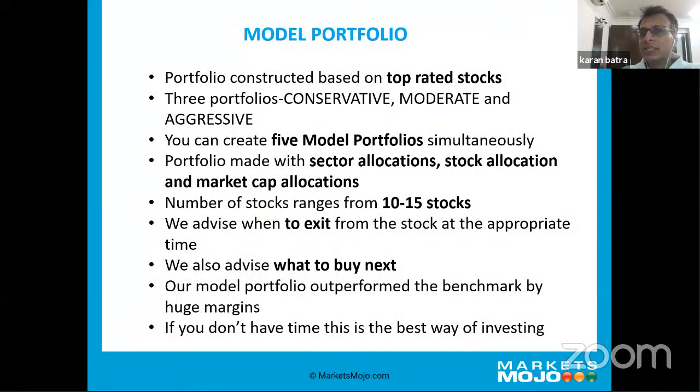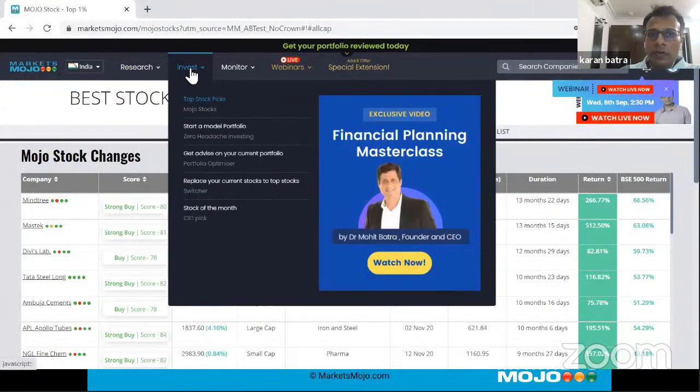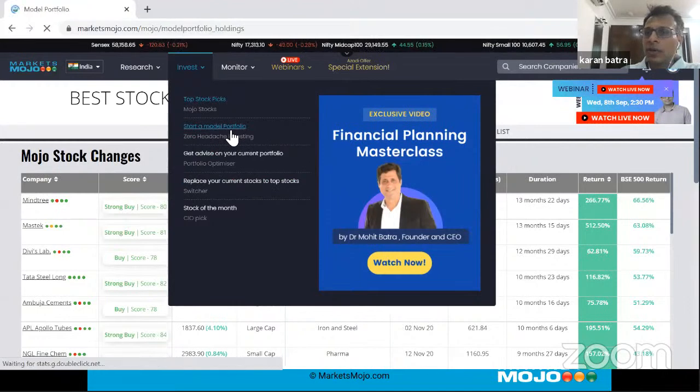Mojo stock is a list of top rated stocks. Now this list can change because, let's say, a new, better, highly rated stock comes in, or the stock flow changes. So the list is dynamic. It will keep updating on its own. But how to really benefit from these top rated stocks? One of the best ways that we find is the model portfolio. So let me take you to a model portfolio, and I will then explain how the entire mechanism works. To go to the model portfolio, you can click on invest, then model portfolio. This is what we call zero headache investing.